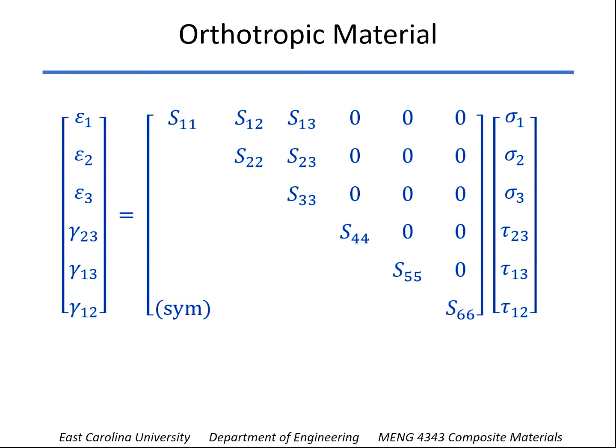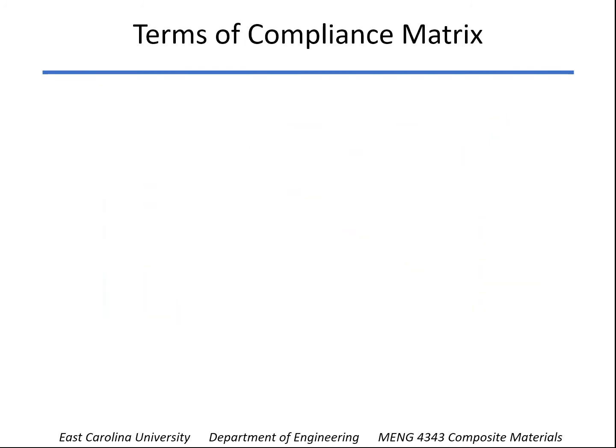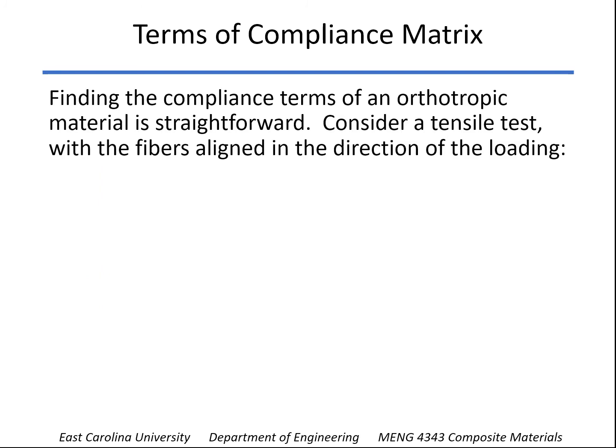that matrix. And you might, if you're thinking ahead, ask what those 9 represent. It's going to be 3 moduli of elasticity, 3 shear moduli, and 3 Poisson's ratios. But we'll get to that in just a few moments. So it's easy to figure out the terms of the compliance matrix for that orthotropic material.